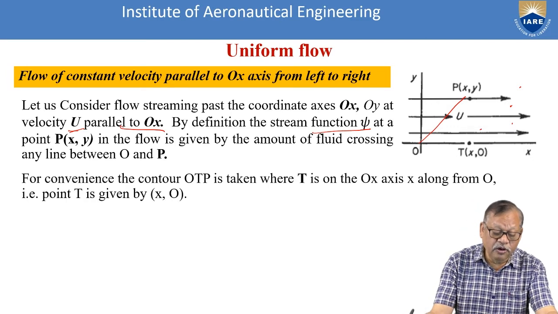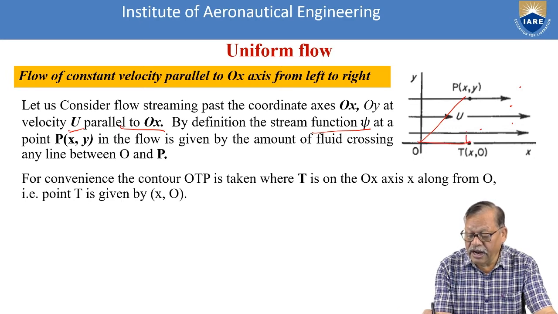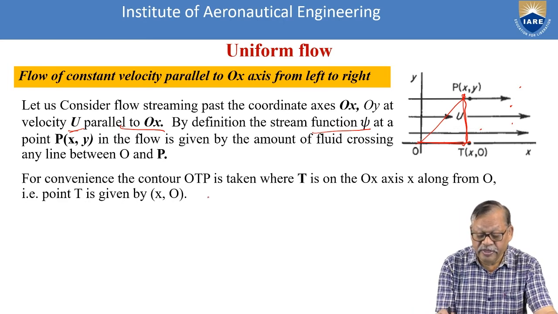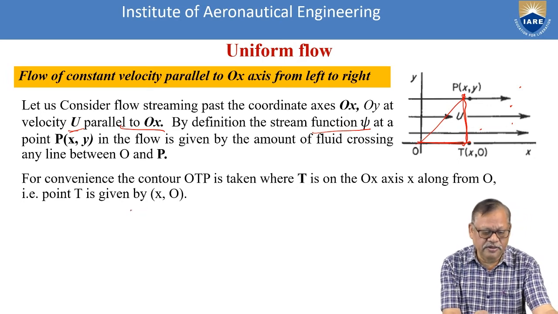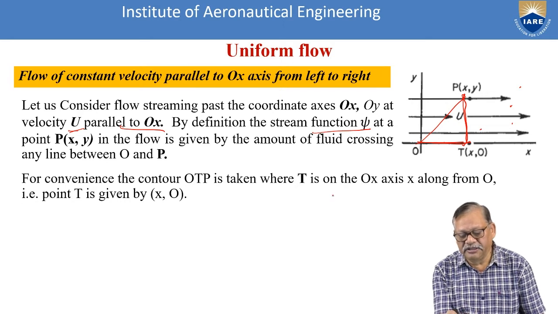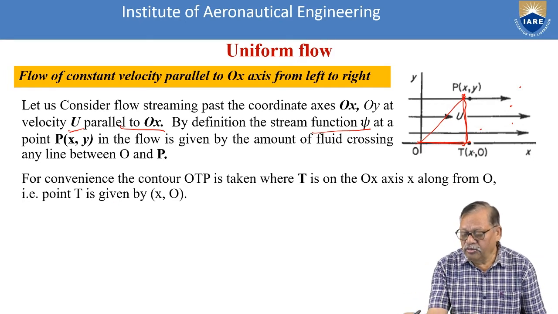In the same way, for convenience, the contour OTP, that means we consider two points, where T is vertically down on the X axis, so that it is easy for us to simplify. That's why we are talking about this. For convenience, the contour OTP is taken, where T is on the OX axis. We have given some notations.